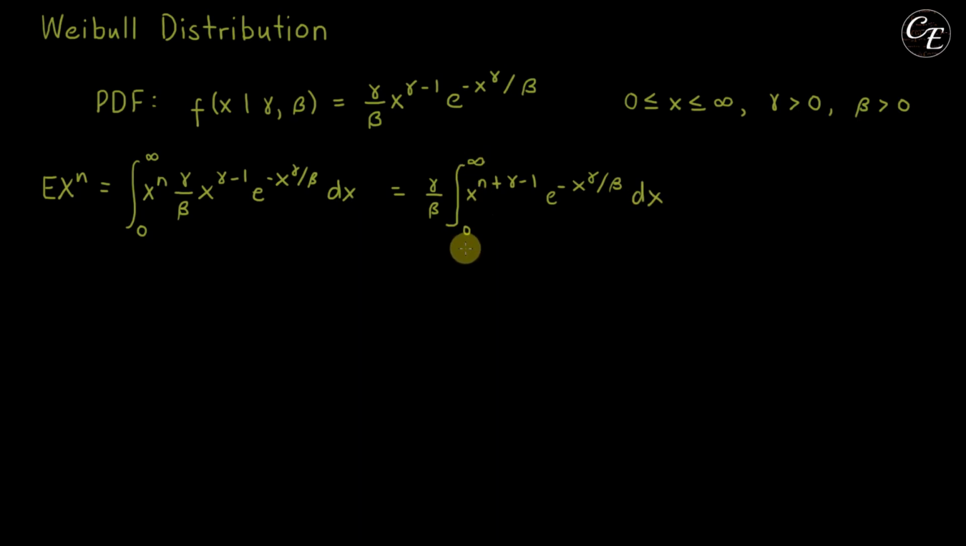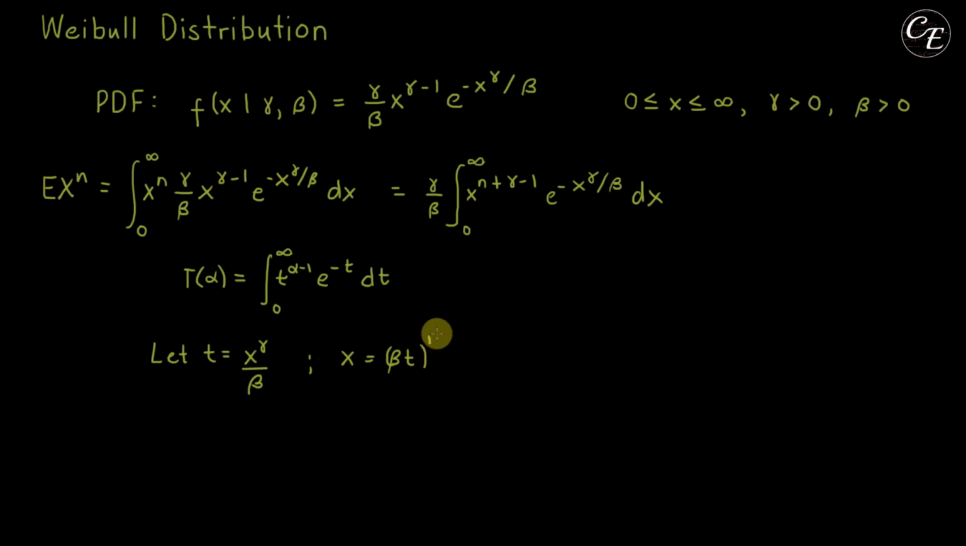Then, similar to what we have done in our derivation of mean and variance, we need the use of the gamma function, which is defined to be integral of t raised to alpha minus 1 e raised to negative t dt from 0 to infinity. Then we need to make them similar in order to simplify this one. So let this t be equal to x raised to gamma over beta. So we have here, then from here x is equal to beta t raised to 1 over gamma.